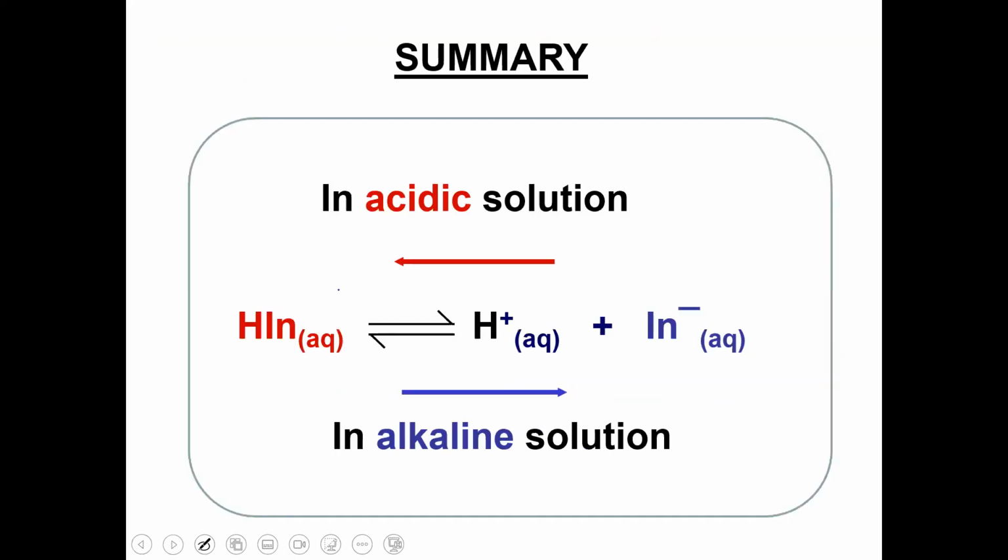In acidic solution, equilibrium goes to the left. And in alkaline solution, equilibrium shifts to the right. In shows here any indicator, because indicator structures are not in our course, so we are just abbreviating it by In. You have to copy this.